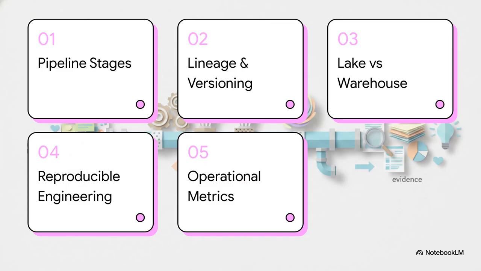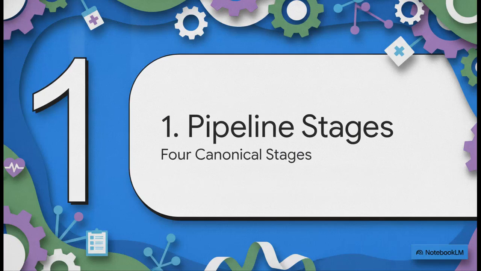Okay, here's our roadmap for this journey. We're going from the factory floor all the way to the dashboard dials. We'll hit the 4 pipeline stages, look at data lineage and versioning, compare architectures, specifically lake versus warehouse, talk about reproducible data engineering, and wrap up with monitoring operational metrics. Let's jump in. Starting off with Section 1, the 4 pipeline stages.